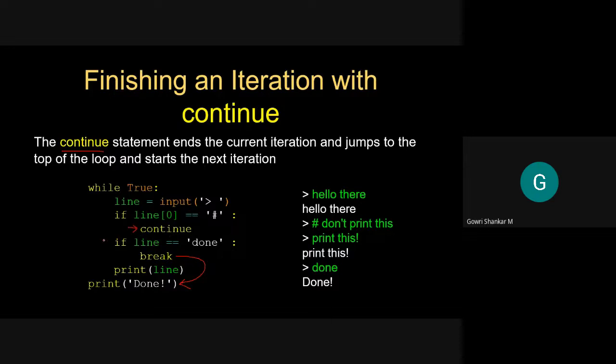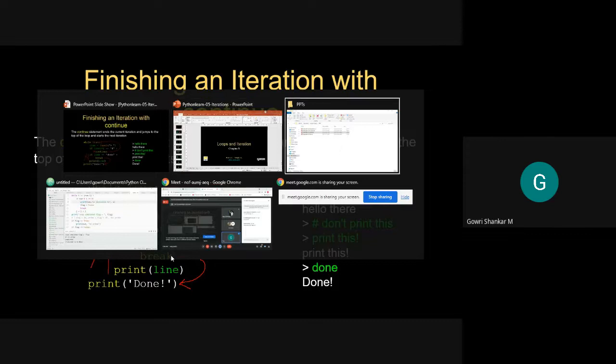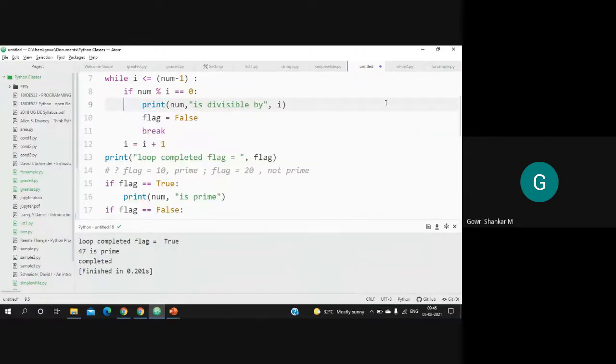Now, whenever your control encounters continue, after continue we are having these statements. Rather than executing these statements after continue, what continue will do is go to the beginning of the loop. It will check, and it will skip all these statements. That is continue. So let's see a simple example. What does a continue do?